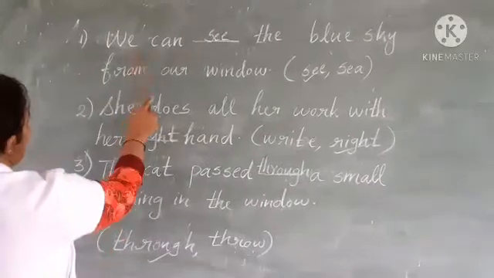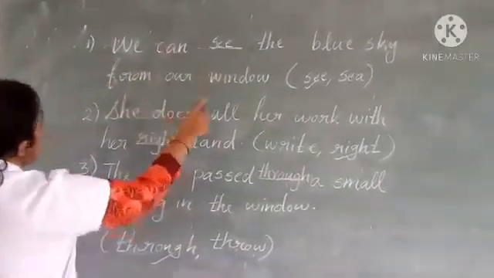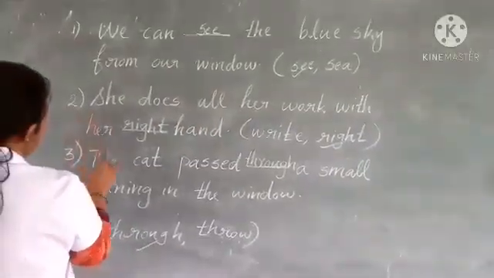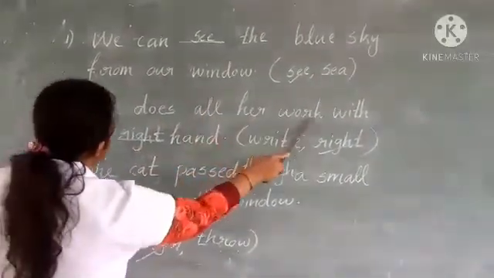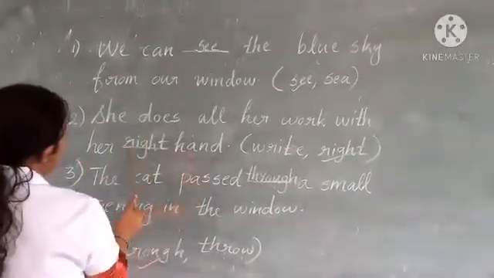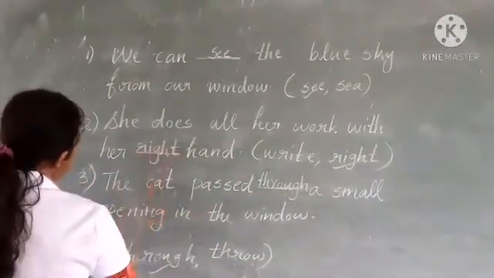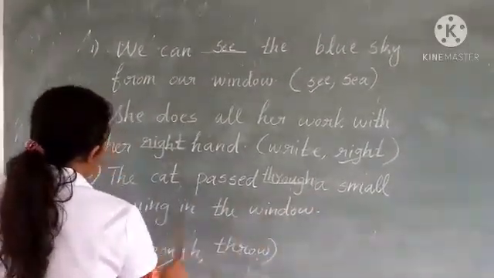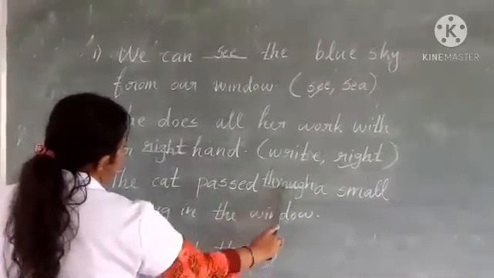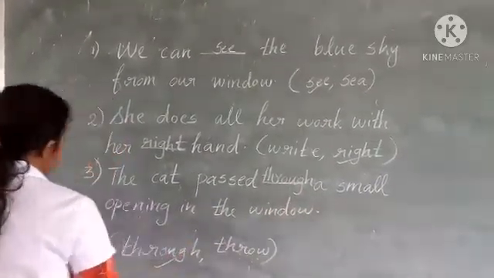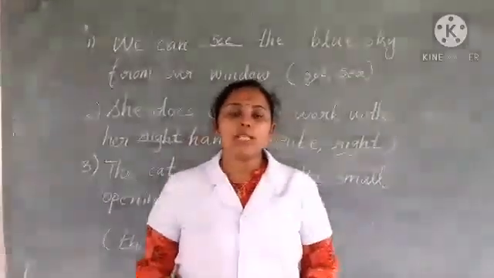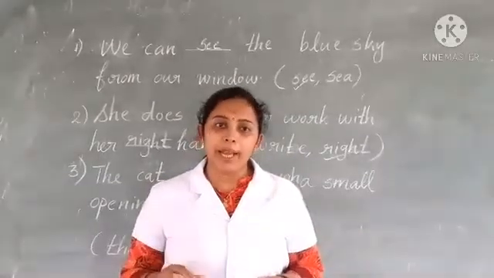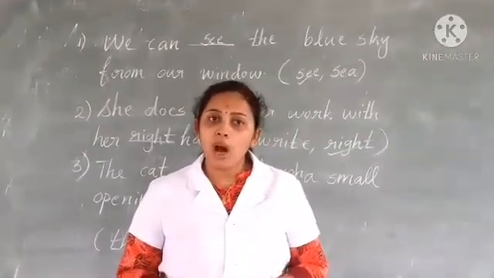So the first one we can see, S-E-E, the blue sky from our window. And the second one, she does all her work with her right hand. Here right spelling R-I-G-H-T. Third one, the cat passed through a small opening in the window. Here through spelling T-H-R-O-U-G-H. So children, the words that have the same pronunciation but different meaning and different spelling, such words we can call homophones.